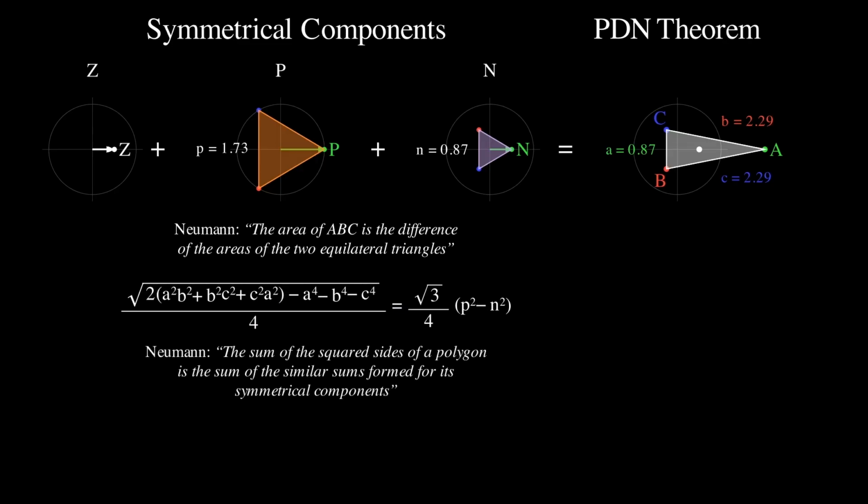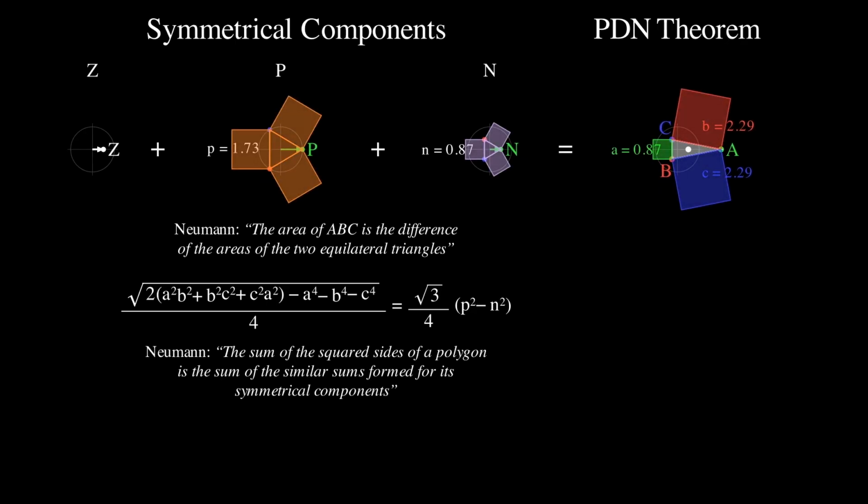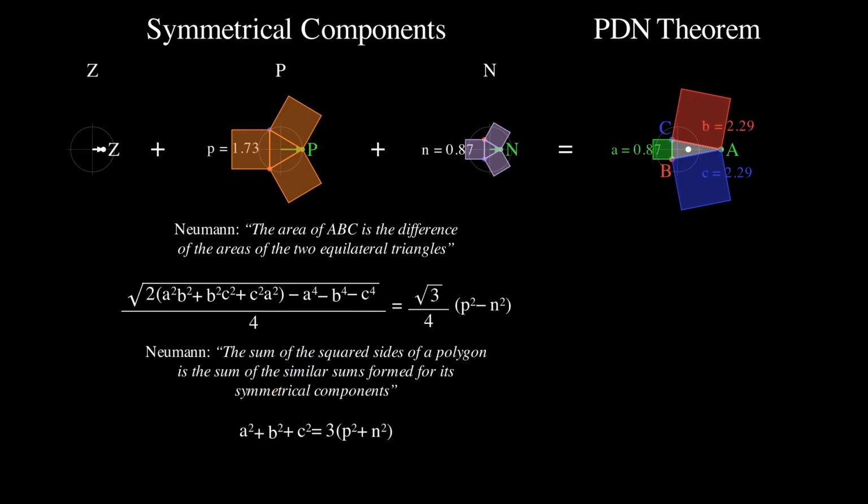The PDN theorem also states that the sum of the squared sides of a polygon is the sum of the similar sums formed for its symmetrical components. This statement is illustrated in a literal way by erecting squares from the sides of all of these triangles and fitting them into this equation. This is represented algebraically this way.